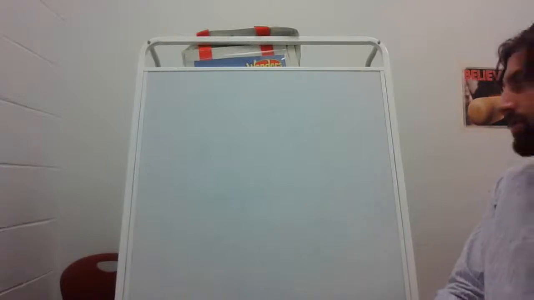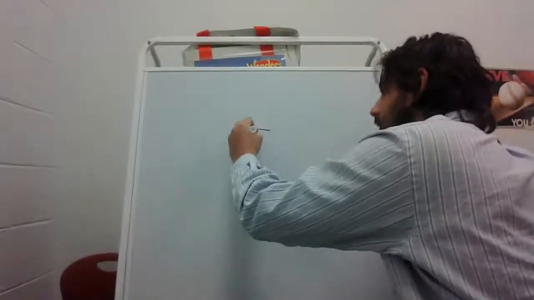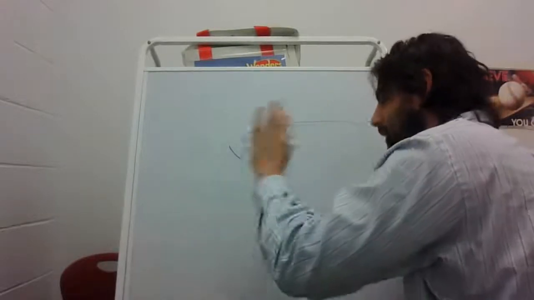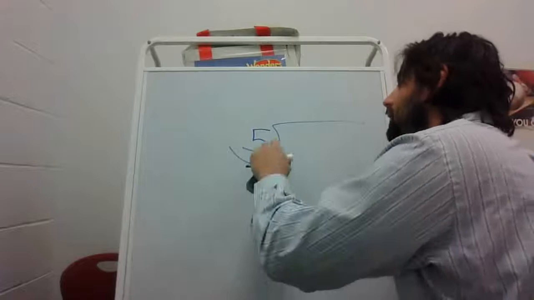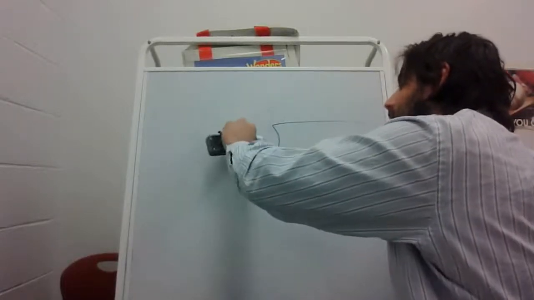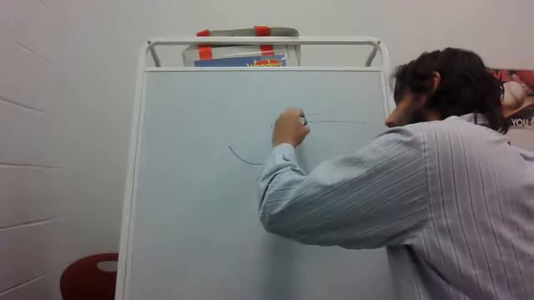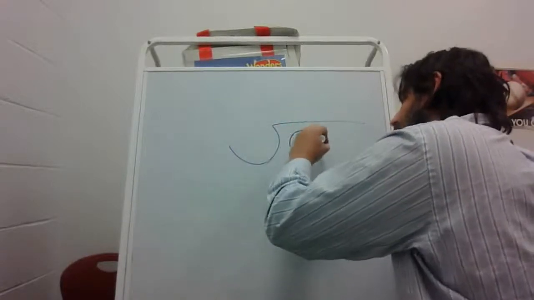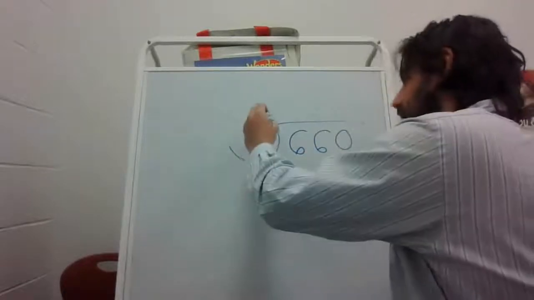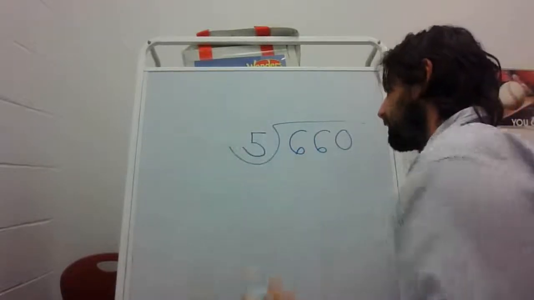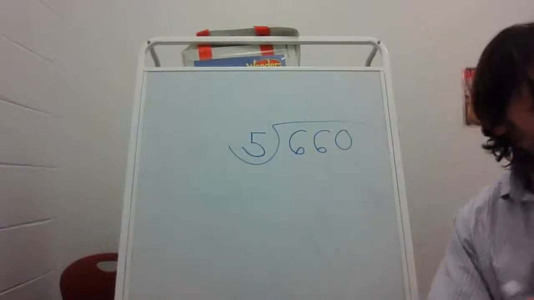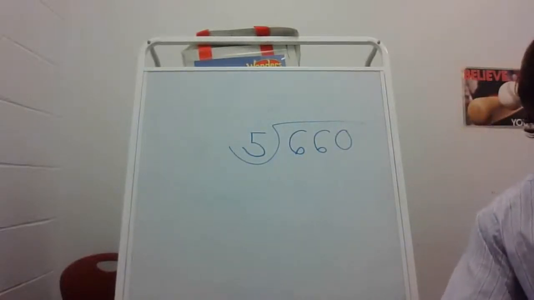I want to do one where there's a remainder so you guys can see. All right, 5,000 divided by, or 5,000, I misspoke. 660 divided by 5 is going to be the next problem. So we have 660 divided by 5. Now this one is going to have a remainder, but the steps are pretty much the same.